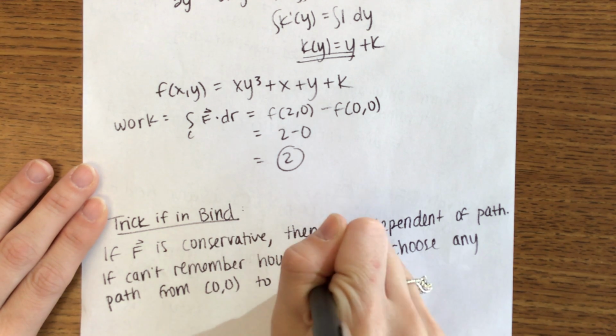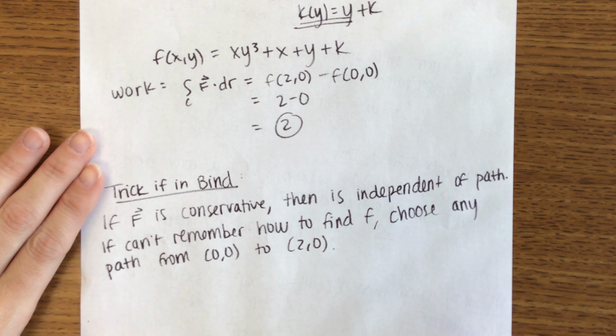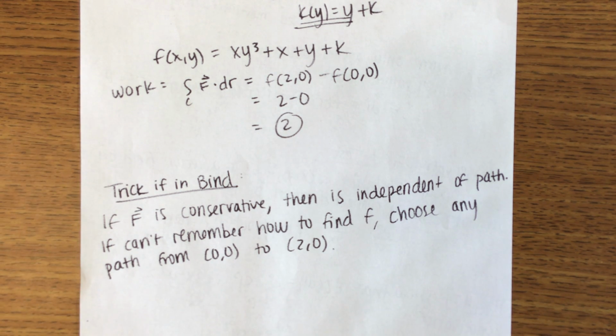So this goes with the last example. You can choose any path from (0, 0) to (2, 0), as long as your integral is independent of path. So we know that F is conservative. That tells us independent of path. That tells us we can choose any path from (0, 0) to (2, 0). So rather than choosing that semicircle, what is going to be an easier path to choose? Yeah, just a line integral.